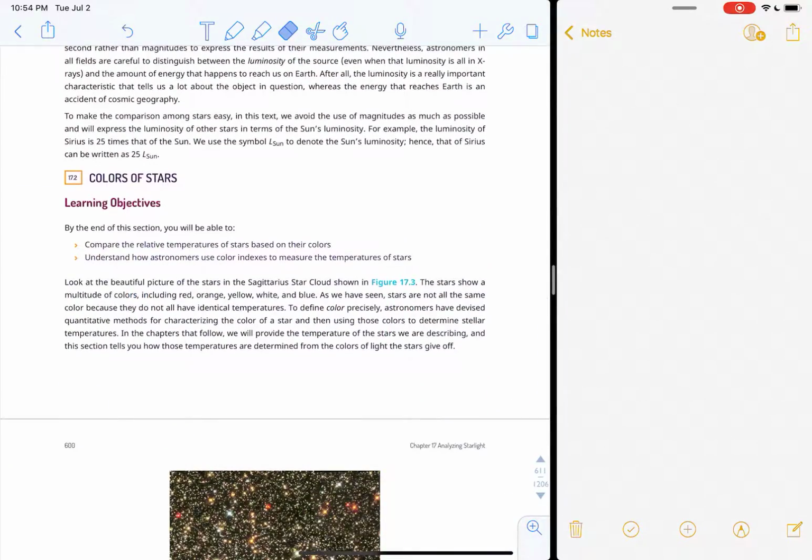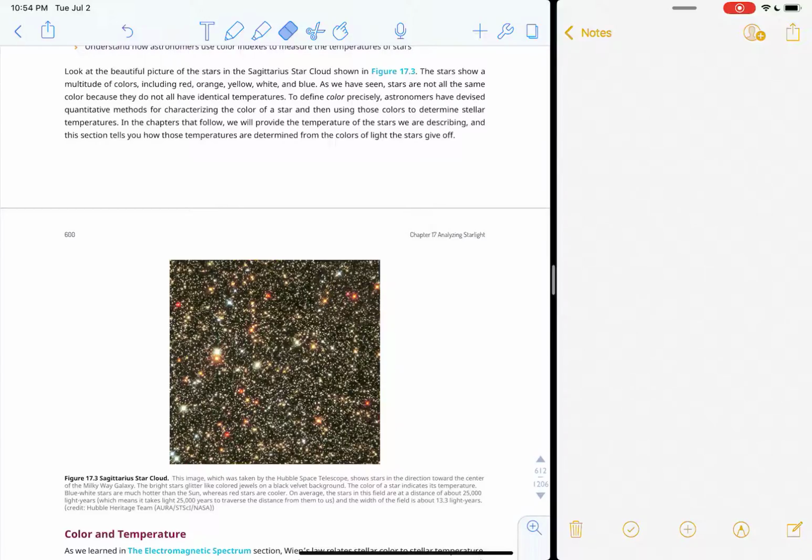Okay, all right, so if you look at this picture, beautiful picture here, notice you've got red stars, white stars, yellow stars, blue stars, all different colors of stars in this picture. So what's going on there?